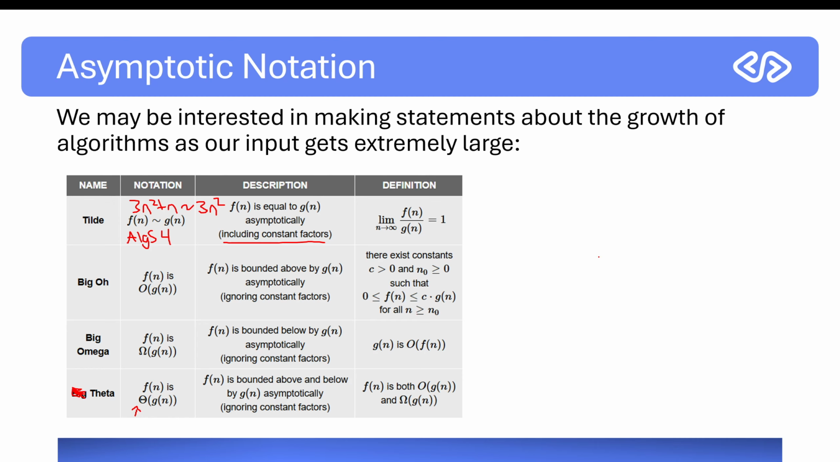So basically, just to understand what these mean, I know we have this very formal definition about constants and constant factors, but I'll just draw it out. So say you have a function f of n.